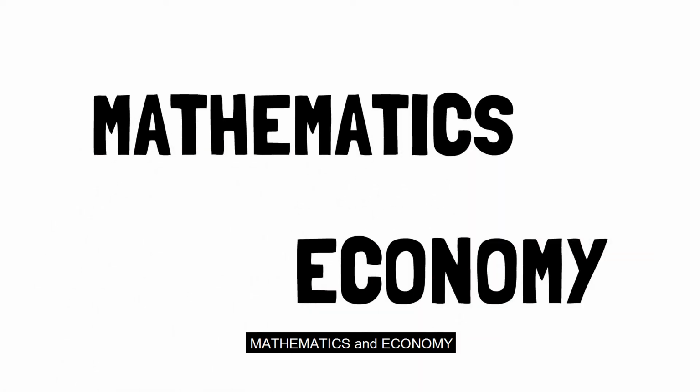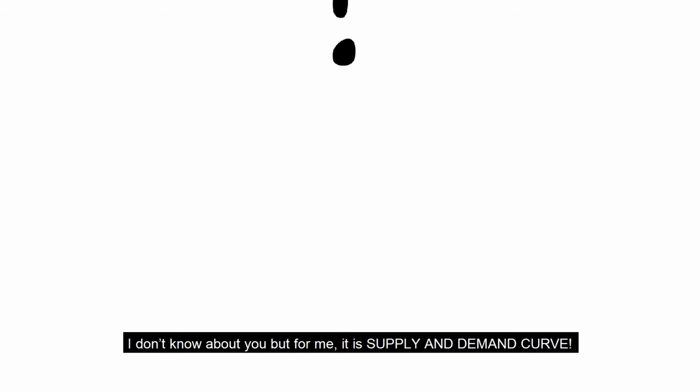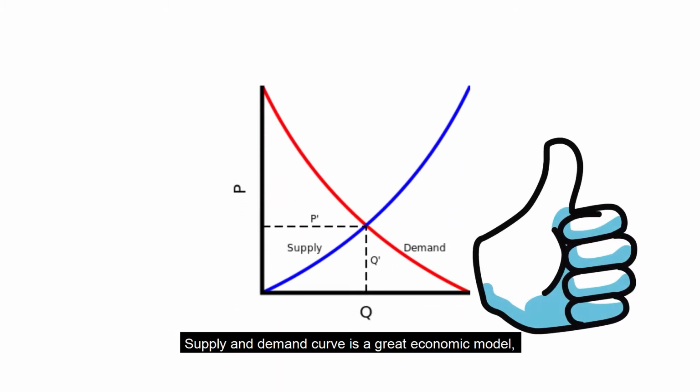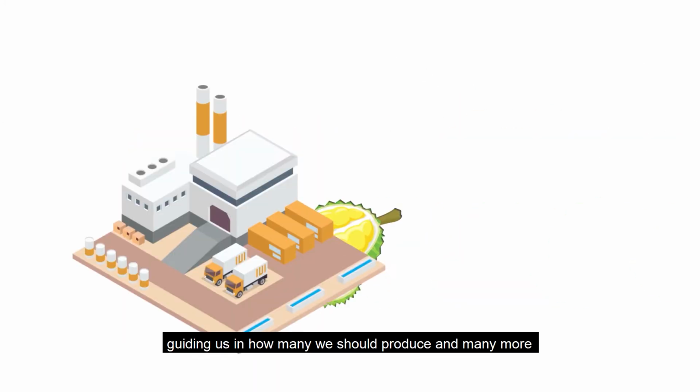Mathematics and economy. What is your first thought when those two combine? I don't know about you, but for me, it is the supply and demand curve. The supply and demand curve is a great economic model. It explains why the price drops and rises, guiding us on how much we should produce and many more.